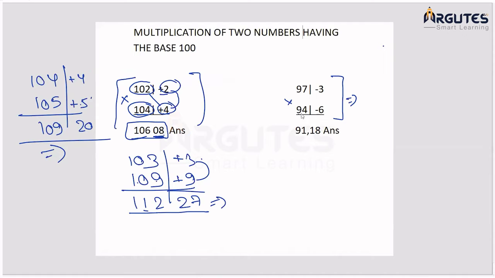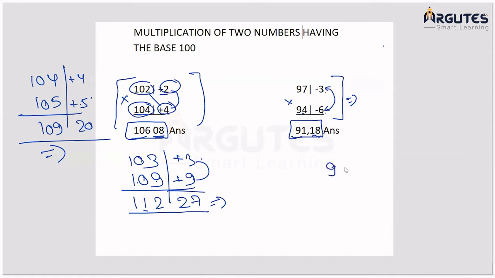So 94 is how much less than 100? It's minus 6. 97 is how much less than 100? It's minus 3. So what we will do? We multiply minus 6 into minus 3, that is plus 18. So we have written here 18. Then do the diagonal operation. 97 minus 6 is 91, or 94 minus 3 is 91. So the result is 9118. This is your answer.